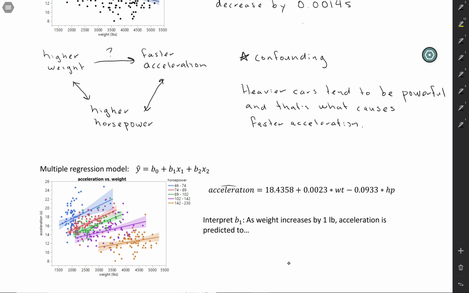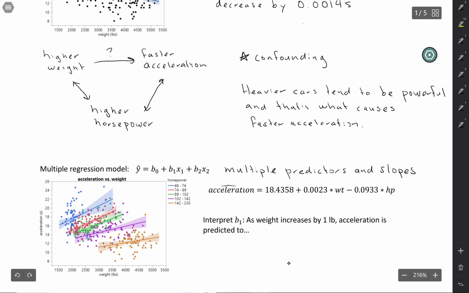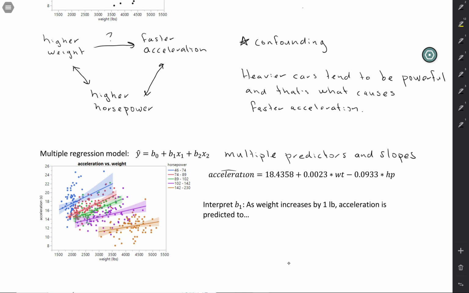So here you can see the expression for a multiple regression model. It has B0, that's the intercept. But now you have multiple predictor variables. So X1 and X2 are both predictors, and each one of those comes with its own slope, right? So you have X1, which in this case is weight. There's a slope associated with weight. And then X2, which in this case is horsepower, and there's a slope associated with horsepower. So when we fit this model, we get different coefficients.